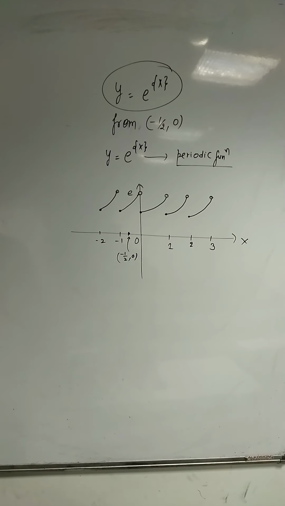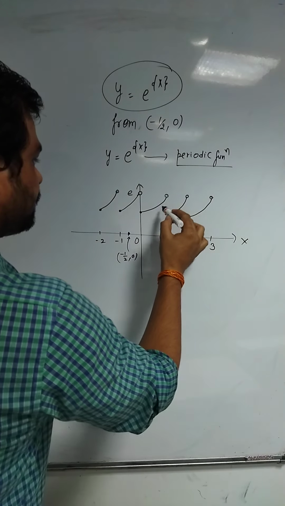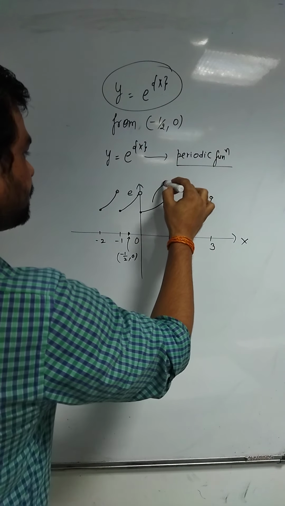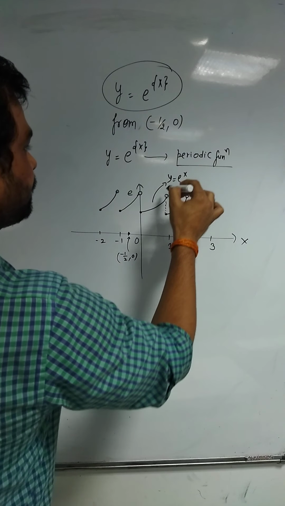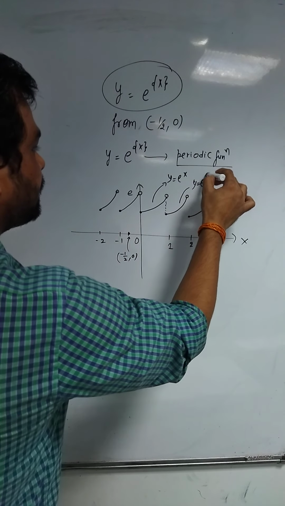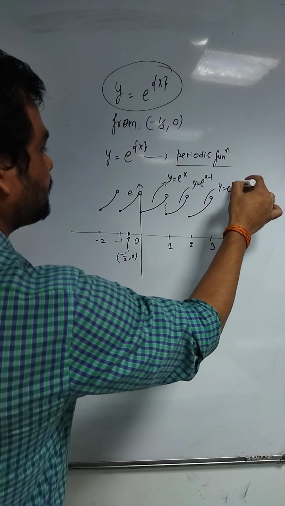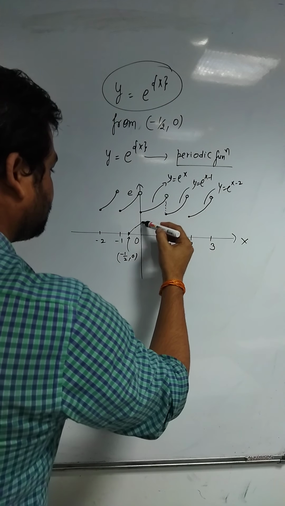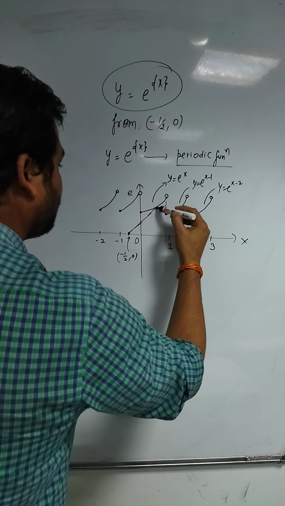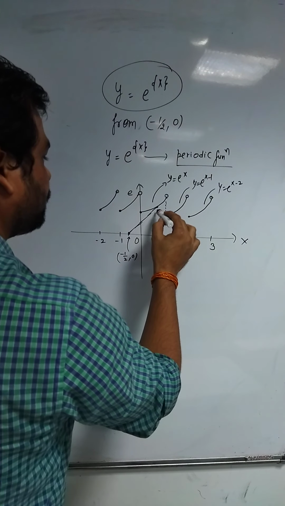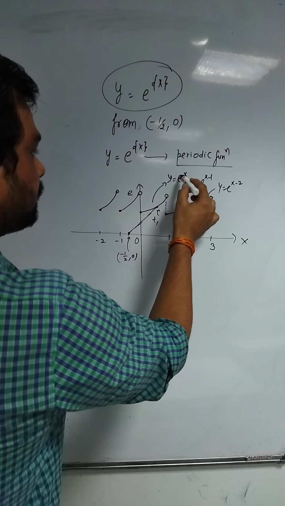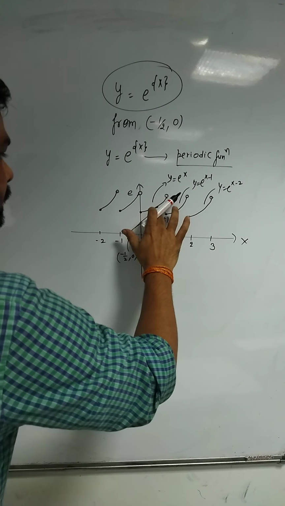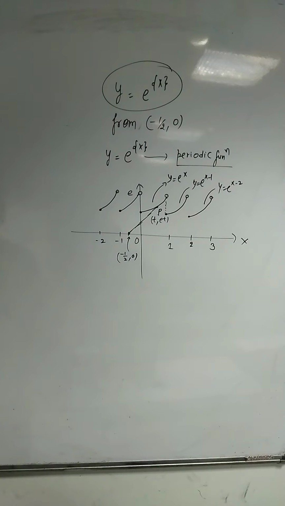So let's suppose we first talk about this graph, between 0 and 1 by 2. This portion, whose graph is it? y is equal to e to the power x. This is y is equal to e to the power x minus 1. This is y is equal to e to the power x minus 2. Okay, so let this be the tangent and this the point of contact. Let this be P, t comma e to the power t.